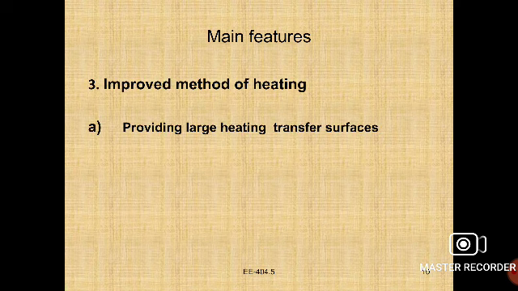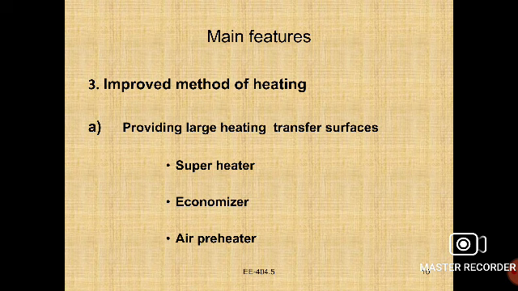Right, next one, the third one: the improved method of heating. How are we heating? The improved method of heating can be achieved by providing large heat devices such as a superheater, economizer and air preheater. Then next, increasing the heat flow through the tubes by using hot gases traveling at a high speed. Economizer and air preheater.